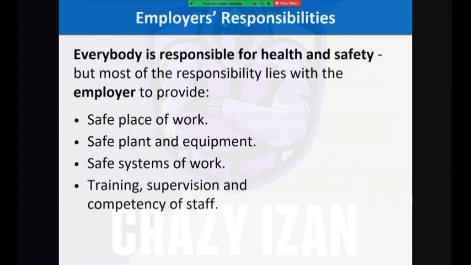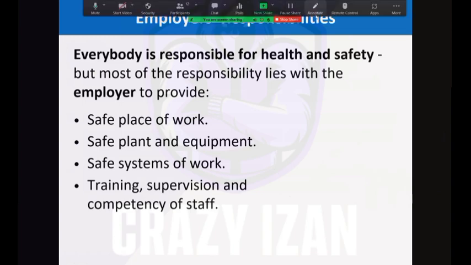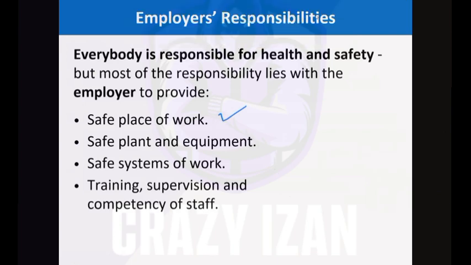Okay, also it is the employer's responsibility to provide a safe place of work. He must provide safe plant and equipment. He must provide safe systems of work. What are safe systems of work? Having a PTW or a permit to work. A permit to work basically ensures that before starting any high risk job, you take permission and the work can be done in a safe manner.